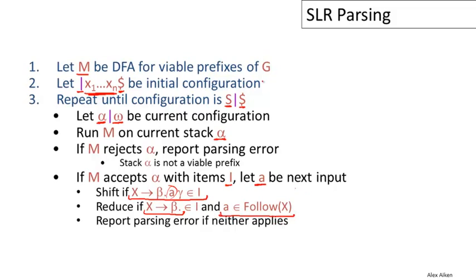Now, one interesting thing about this algorithm, if you read it carefully and think about it for a while, you'll realize that this step is actually not needed. We don't need to check here for whether M accepts the stack or not. Because this step down here, where we report a parsing error if neither of these steps applies, already implies that we will never form an invalid stack, that our stacks will always be viable. The parsing errors will be caught at this line, and we won't pollute the stack with symbols that can't possibly result in viable prefixes. So in fact, this error check here is not needed. M is always going to accept the stack.